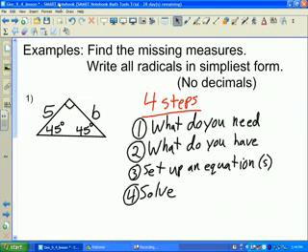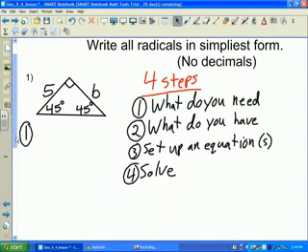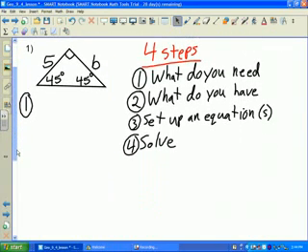So we're going to go ahead and try to figure out all these steps with this certain problem. Pick one off here. First step. I'm going to slowly scroll this down a little bit. First step. What do you need? You need this b here.